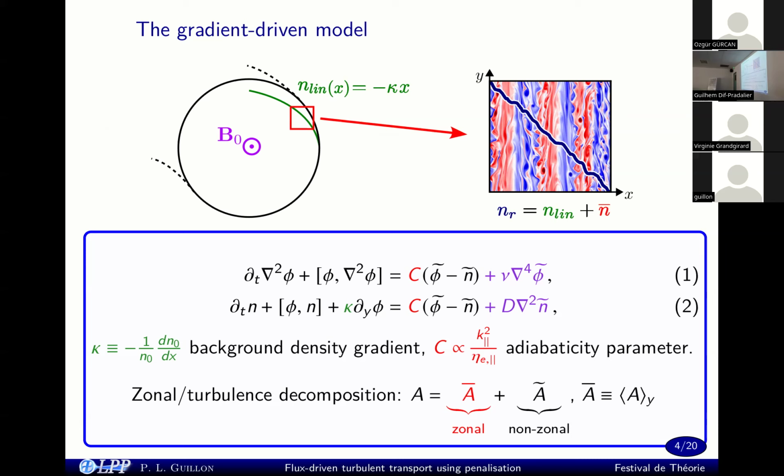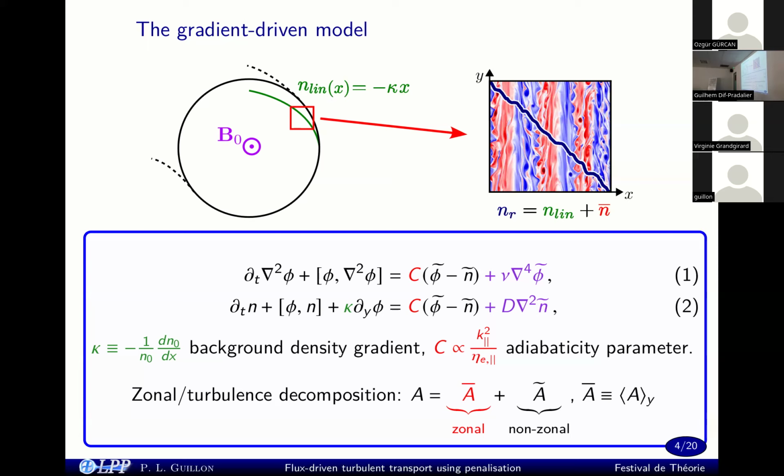So we have two equations. The first one is very close to the Navier-Stokes equation, where the electrostatic potential plays the role of the stream function of a fluid model. The second equation is the advection of the density by the flow. And we have two linear parameters: kappa, which is the mean density gradient of the linear profile, and C, which is called the adiabaticity parameter, and which couples the two equations. It's related to the dynamics parallel to the magnetic field.